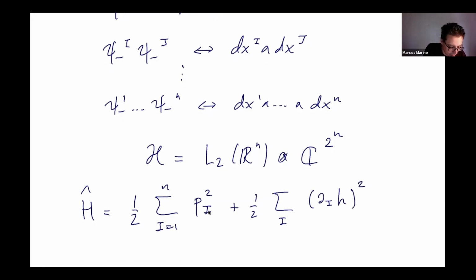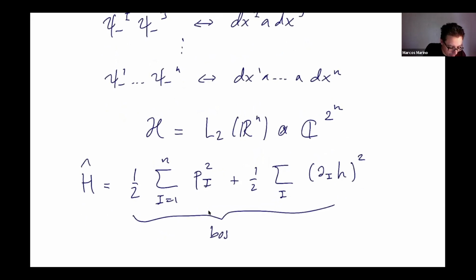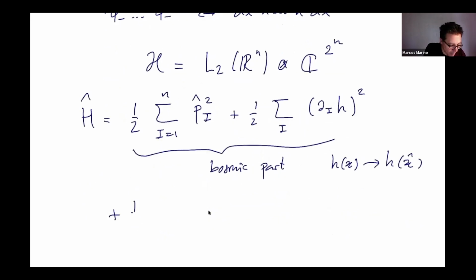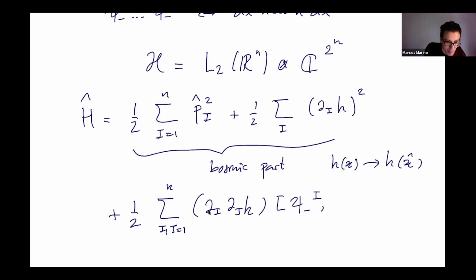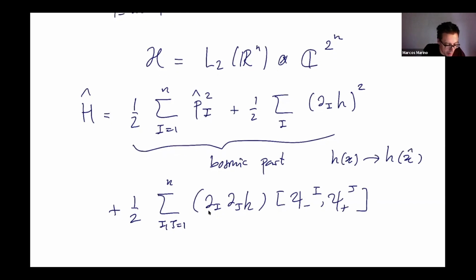So this is the bosonic part. H is a function of X, and then it's promoted to a function of the operator X hat. I should put a hat here to indicate that these are operators. And then there is a fermionic part in which you sum like this: the second derivative of h with respect to i and j, and then we'll have here psi minus i and psi plus j. So this is a generalization of the Hamiltonian we have in the one-dimensional case.